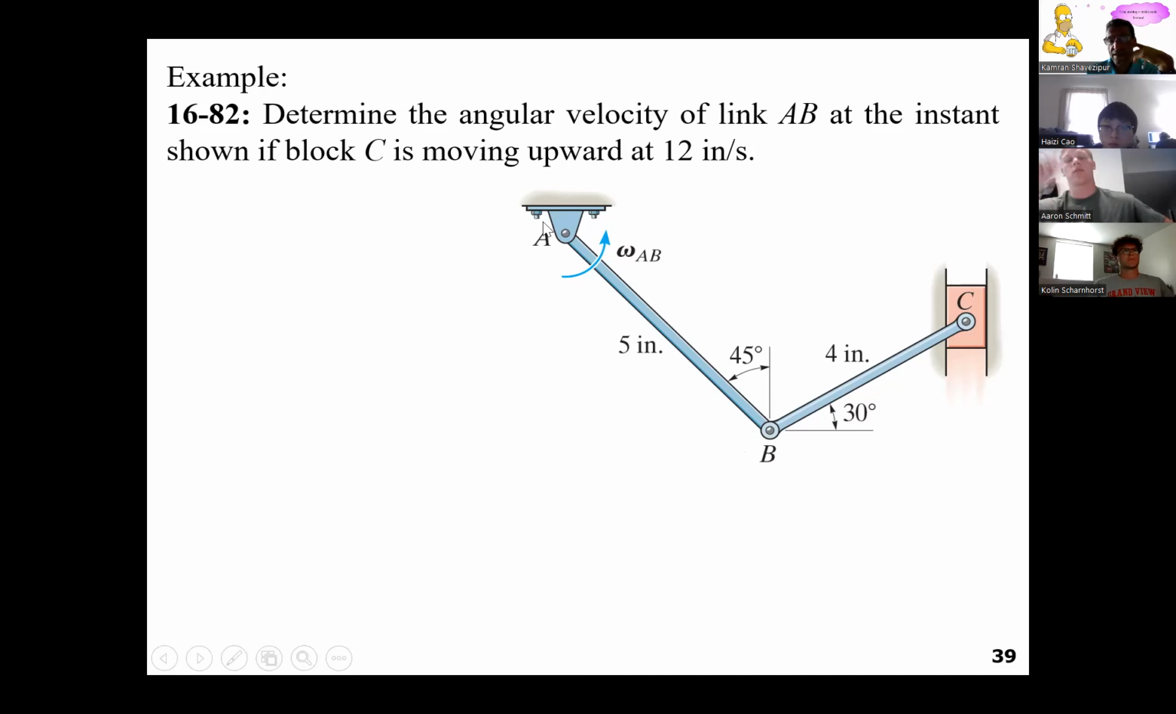B, if it's a part of AB, B rotates about fixed points, right? So it's rotational, a circular motion. So B rotates about fixed point A. And if that's the case, let me go to the slides. Oh, sorry, to the tablet.